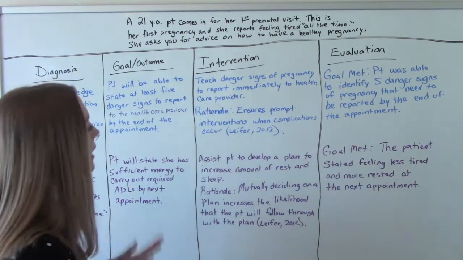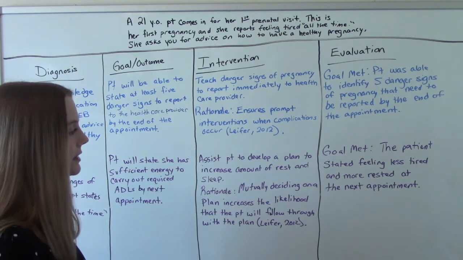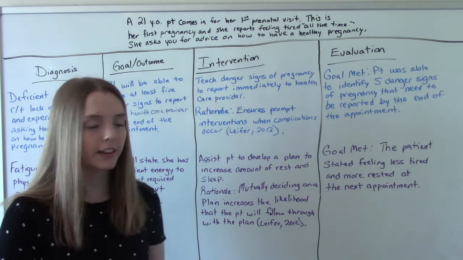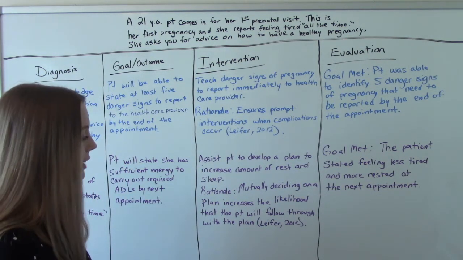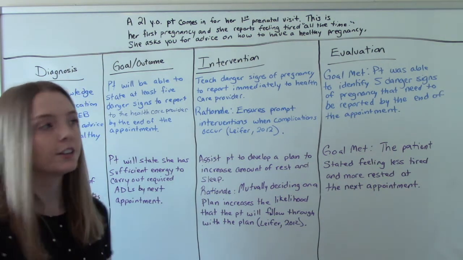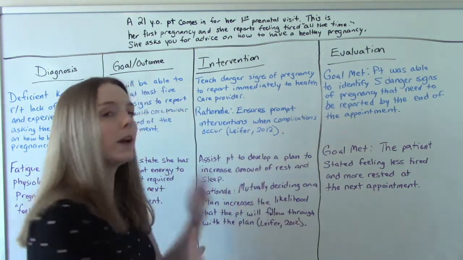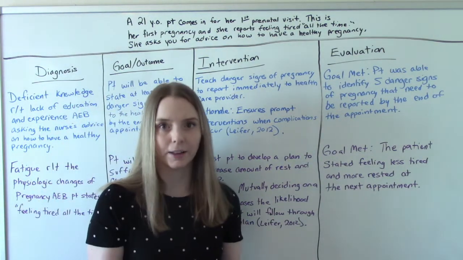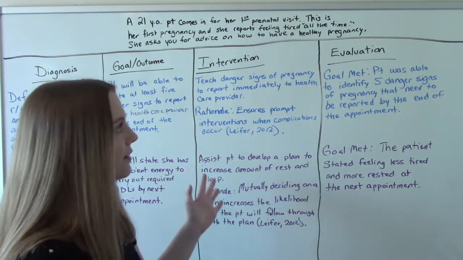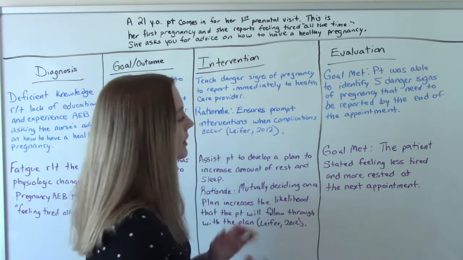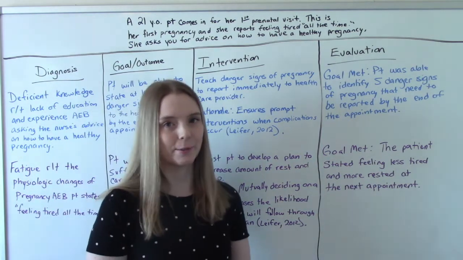So our intervention is to assist the patient to develop a plan to increase the amount of rest and sleep. And our rationale for this: mutually deciding on a plan increases the likelihood that the patient will follow through with the plan. So instead of us saying, this is what you're going to do, this is what you have to do, working with the patient to develop a realistic plan, they're more likely to follow through with it. And then we can say in our evaluation that the goal was met. The patient stated feeling less tired and more rested at the next appointment.